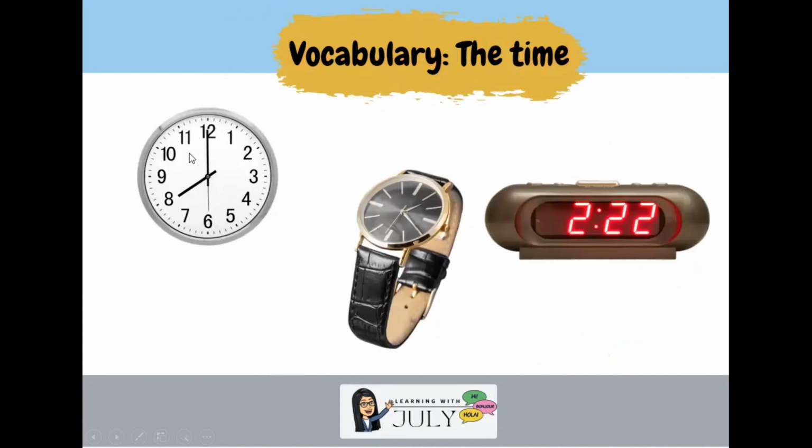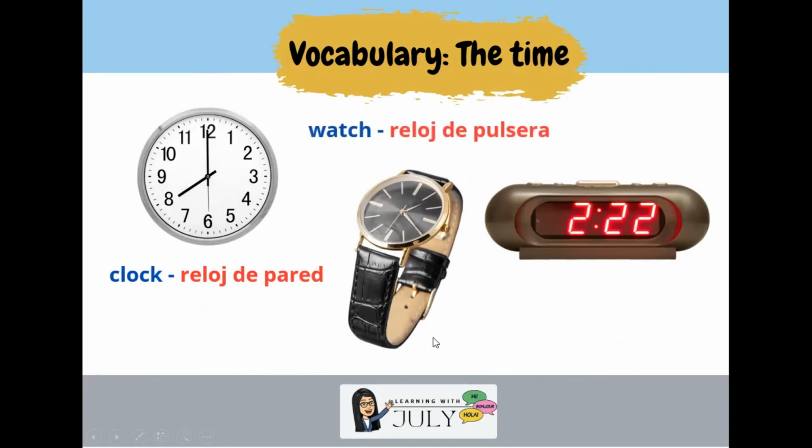What's this in English? A clock. Clock means reloj de pared. This one, watch. A watch. Reloj de pulsera. What about the last one? Digital clock. Digital clock means reloj digital. Clock, watch, digital clock. Good.